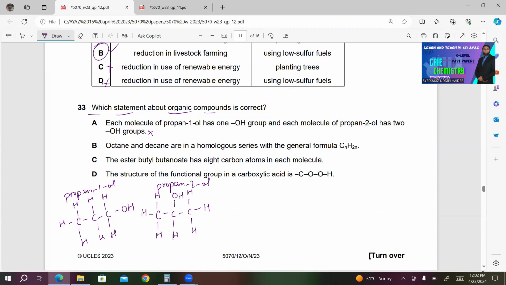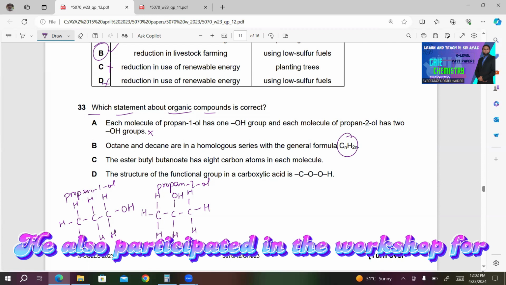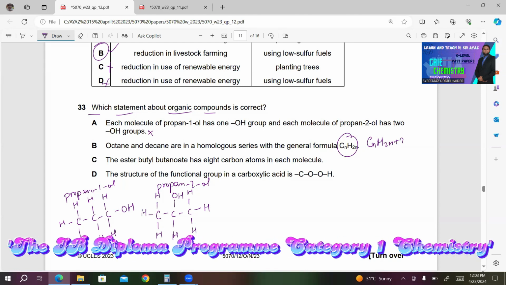What about B? Octane and decane are in a homologous series with the general formula CnH2. This is wrong, because they belong to the homologous series alkane. So the general formula is CnH2n+2. So this is also incorrect.